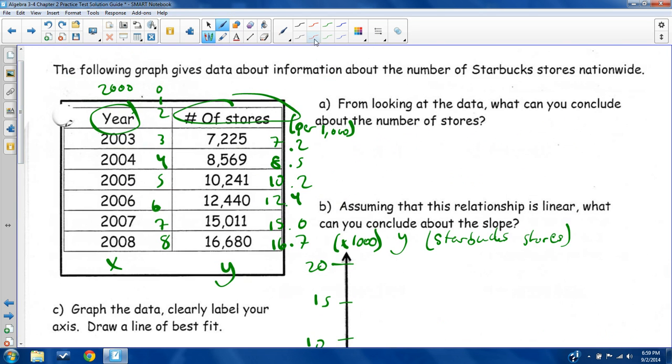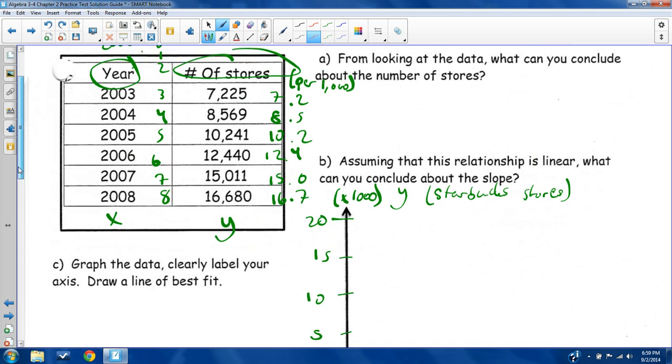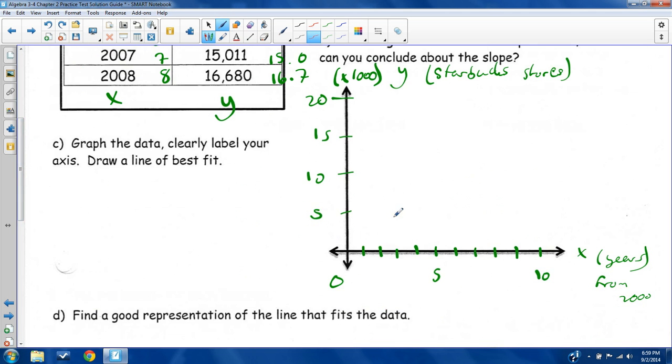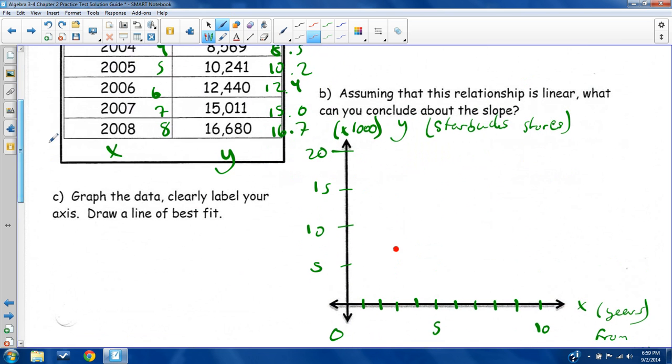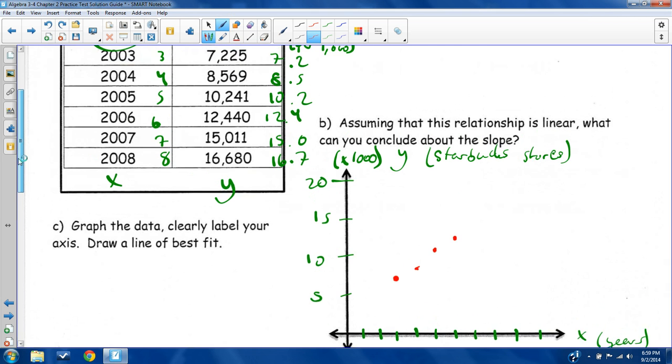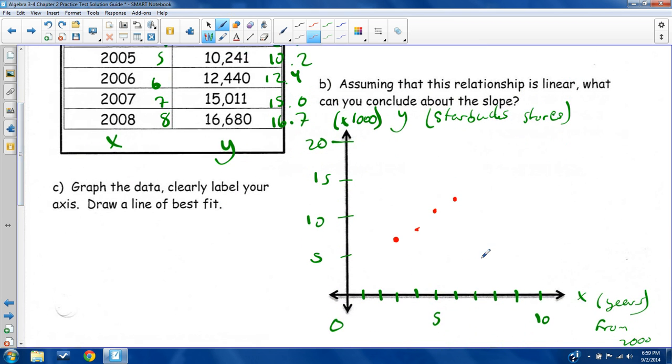So what we're going to do now is plot these points. Now I know you know how to plot points. Let's see. We got 3, 7.2. See, it's easier for me to see this anyway. And about 7.2 right there. Good enough for me. We'll do a rough estimate. It's going to show a trend. That's the point, though. 4, 8.5. Yeah. 5, 10.2. A little more than 10. Not too much more. 6, 12.4. So that's really close to right in between. 12.5 is right in between 10 and 15. So it's right there. 7, 15.0. So I'm going to put it right there. And 8, 16.7. So it's a little more than 15.